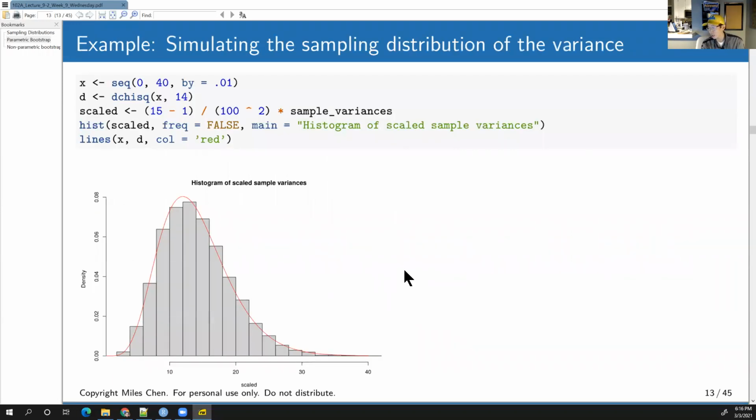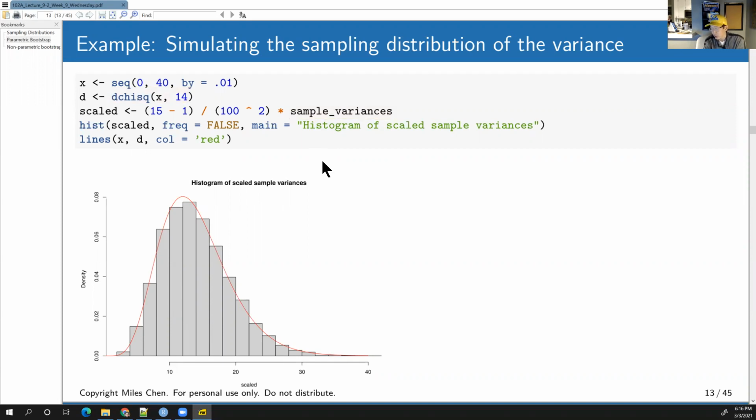And so if I take the sample variances that we sampled and rescale them by the constant (n minus 1) over sigma squared, that is, 15 minus 1 over 100 squared, this is the distribution that we get. I can overlay the chi-squared distribution density, and we can see there's very good alignment between the chi-squared distribution and the histogram of variances that I generated from my sample.